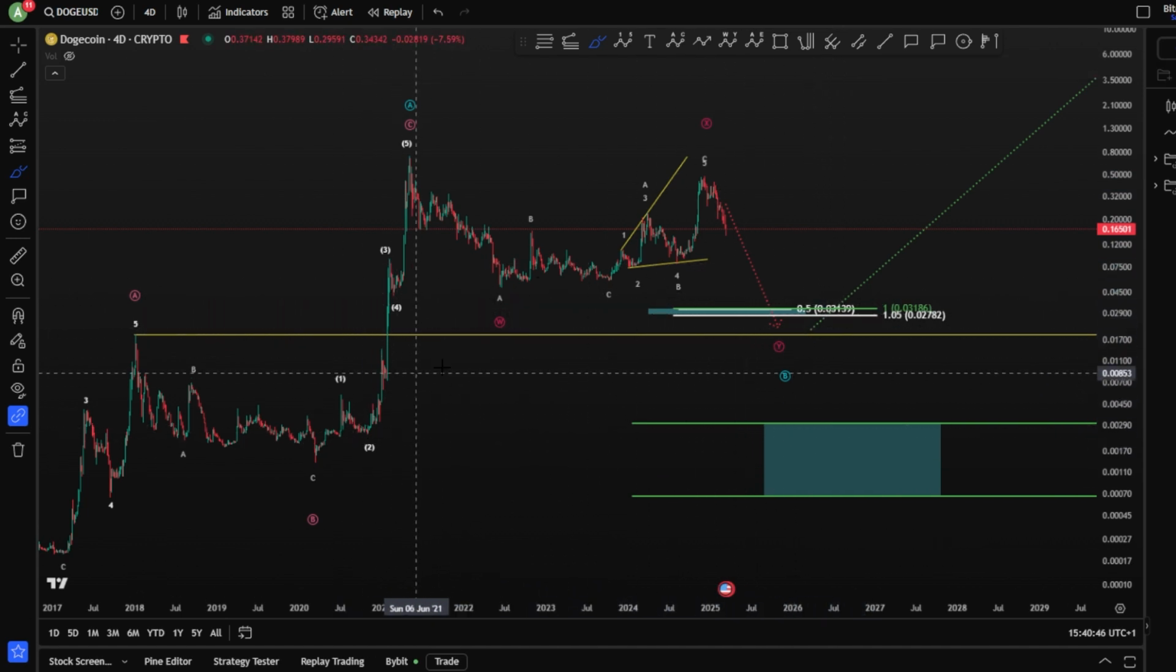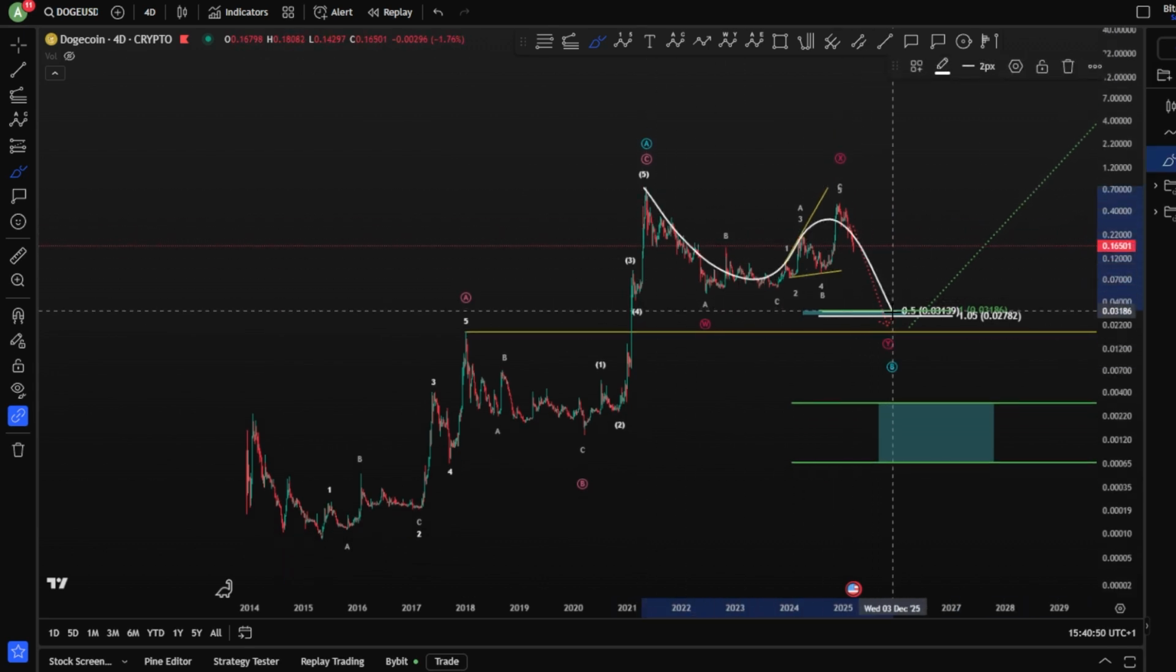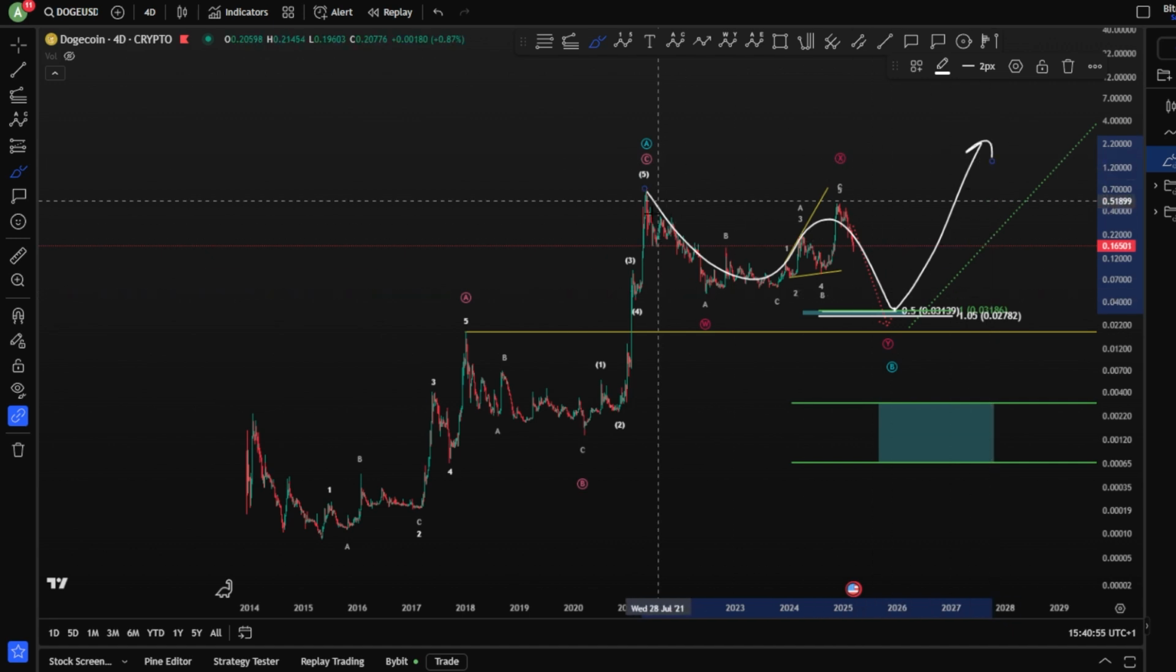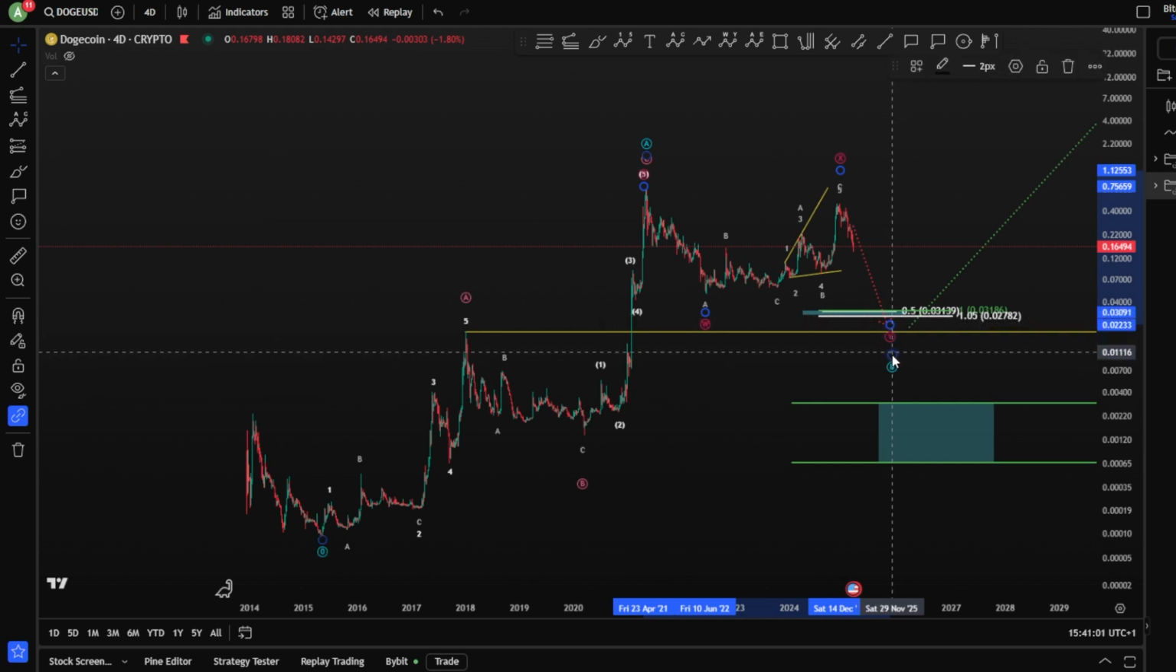In case we are looking for higher, it is a very nice target to hit exactly the middle of this wave here, and then continue higher. So there is a very high possibility to finish exactly here.